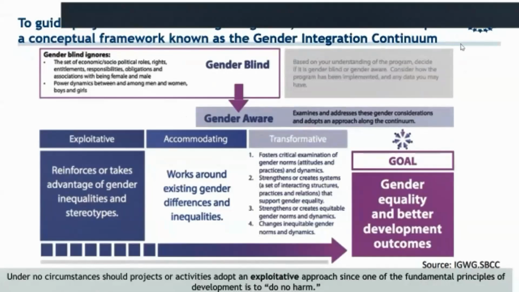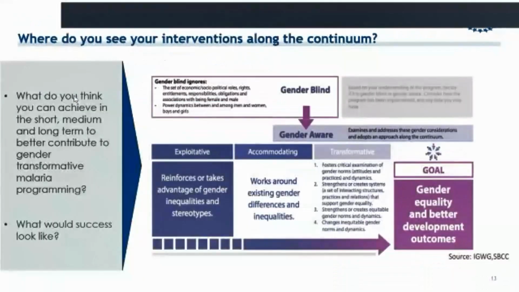So gender awareness begins at the accommodating phase, and at that phase, you work around existing gender differences and inequalities. That is where, for example, you can apply equity measures. Then there is gender transformative, where our ambition is to really be gender transformative. You examine critically what is going on, where the power imbalances are, and what you can do to counteract that. Transformative gender programming includes policies and programs that seek to transform gender relations to promote equality and achieve objectives.